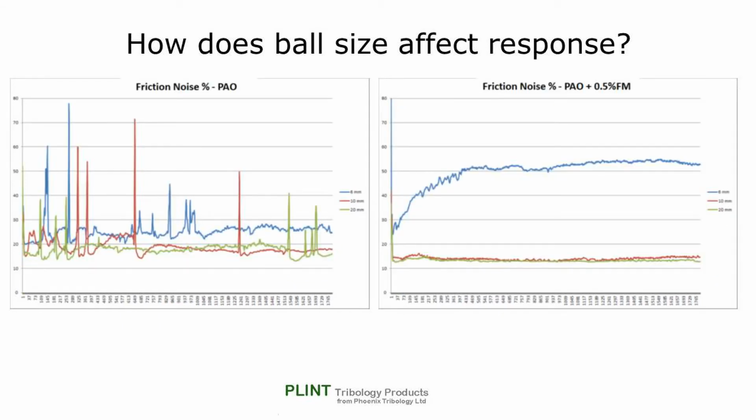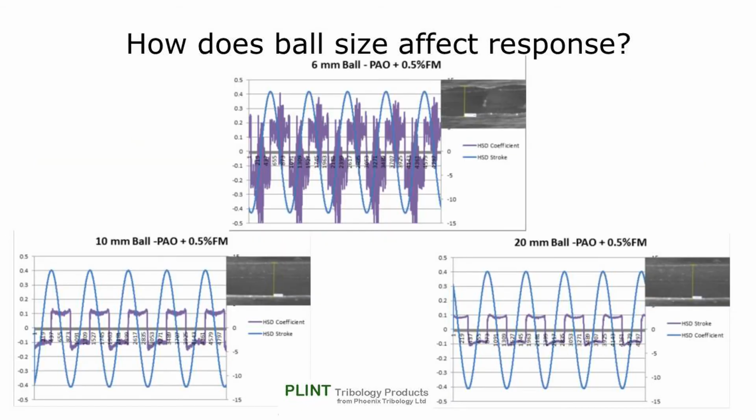Regardless of ball size, the tests run with base fluid only produced wear scars indicating junction growth and seizure, with near round wear scars on the balls. The tests with the base fluid plus OFM produce a difference in behaviour between the 6mm ball experiment and the 10mm and 20mm ball tests.